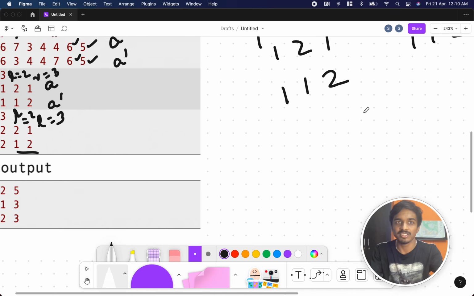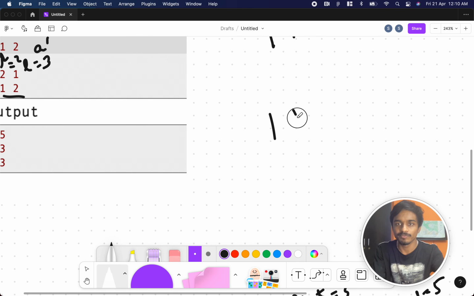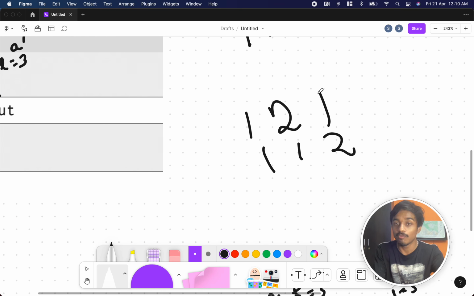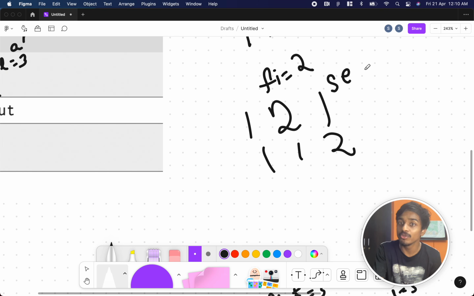Now let's see how this happens. 1 2 1 1 1 2. What is the first value here? That is 2 because there is a mismatch. And what did we do? The second value is 3. Can we go to the left side? Yes. You have to check on A dash only. Okay, a very important thing, because A dash is the produced value.